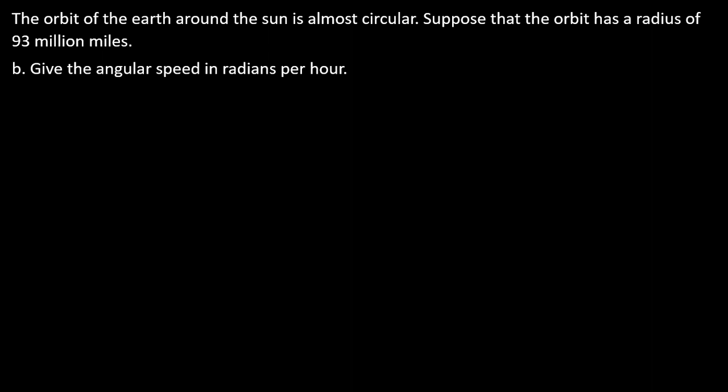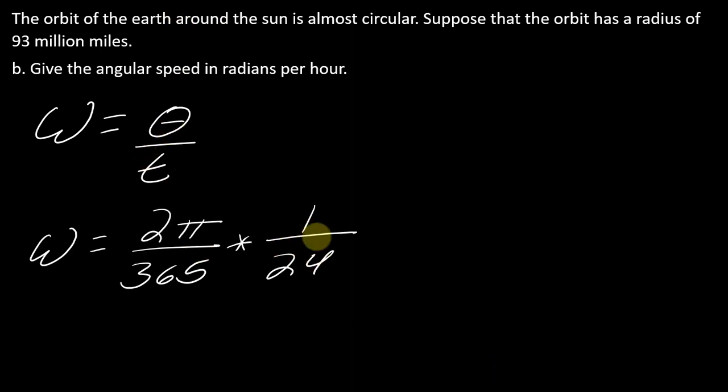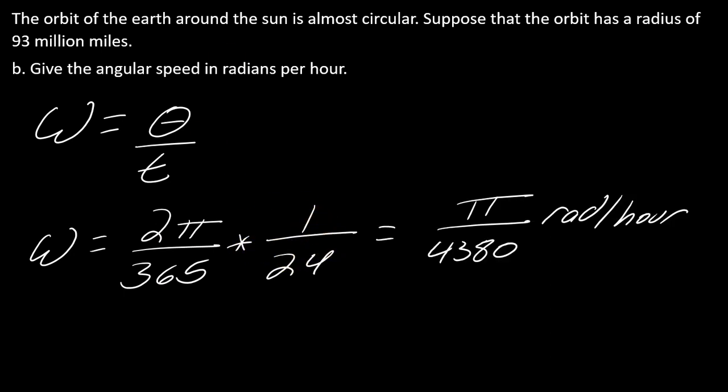Next we want to give the angular speed in radians per hour. So we're going to use omega equals theta over t. That's our formula for angular speed. We already found theta in the first part of this problem, and then we're talking about hours. So how many hours are there in a day? 24. So I could divide by 24, or equivalently I could multiply by 1 over 24. That's just what I've written down to make it look nicer. So this was the theta that we just found, and then I'm going to divide by 24 or multiply by 1 over 24th to get my omega. And when I multiply everything together, this comes out to pi over 4,380 radians per hour.